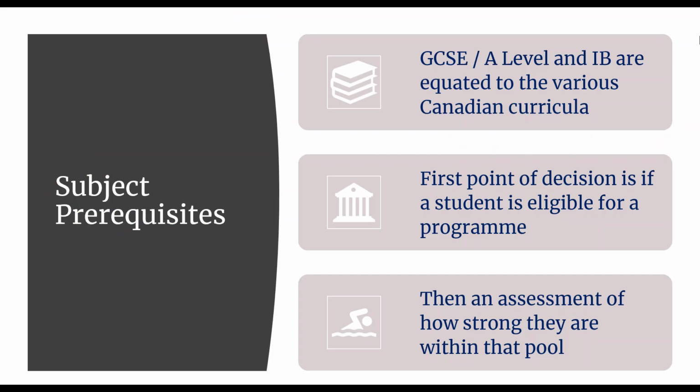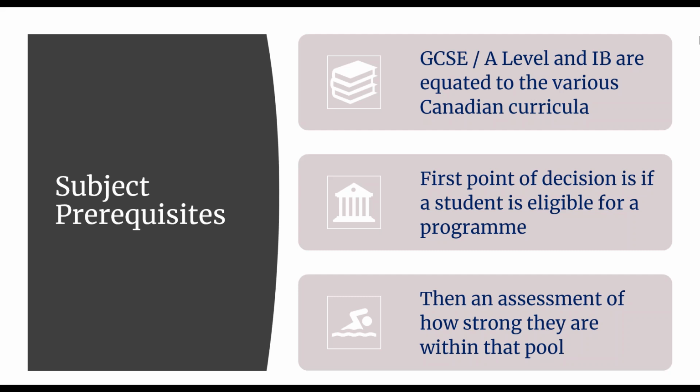And then once students have decided that they are looking for a particular area of study, this broader program, the next thing they have to look at is the subject prerequisites. Because students are not being admitted directly into a subject-specific program, they're going to have a minimum level of eligibility to study that program. So international curricula, so GCSE and A-level, or indeed the IB, the most common ones in the UK, will be equated to the various Canadian curricula. A university in Ontario will have its entry requirements for students studying the Ontario high school curriculum, and then we'll say, well, what is the equivalent of that in GCSEs and A-levels or the IB?